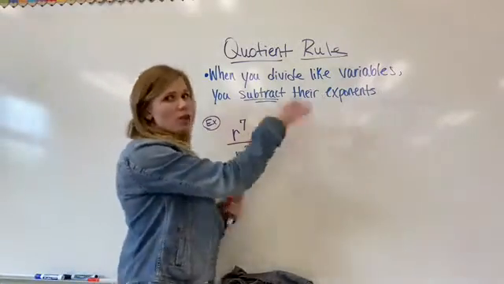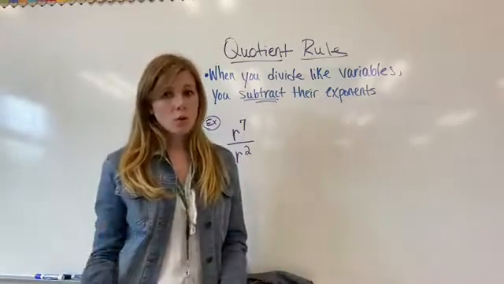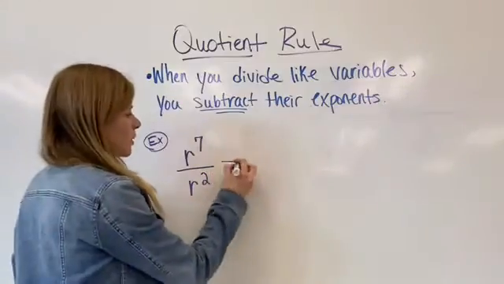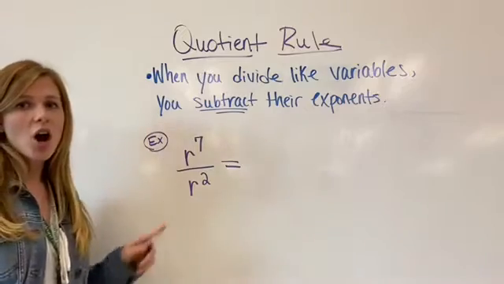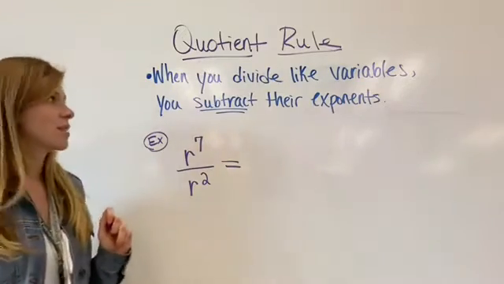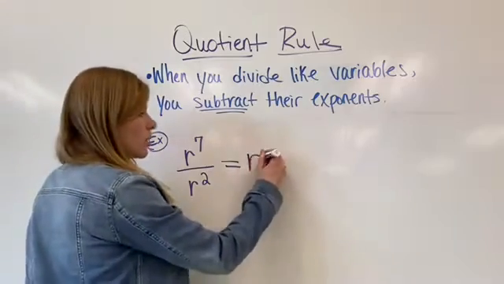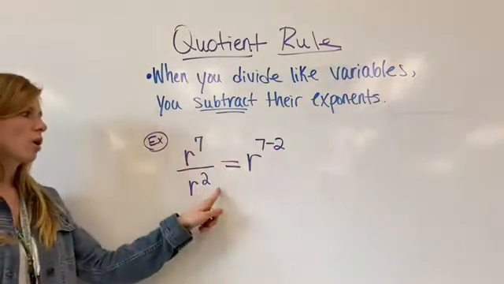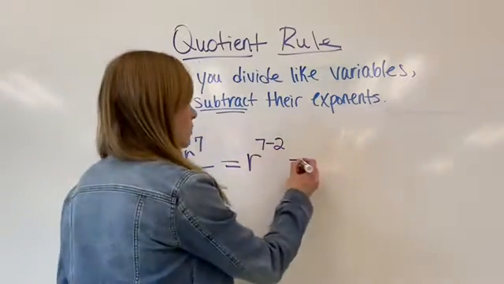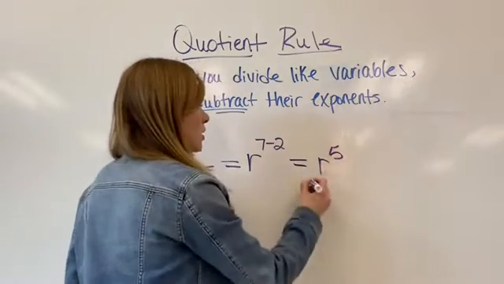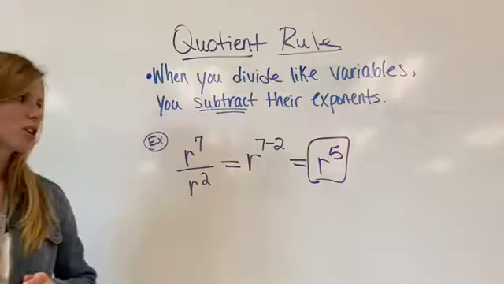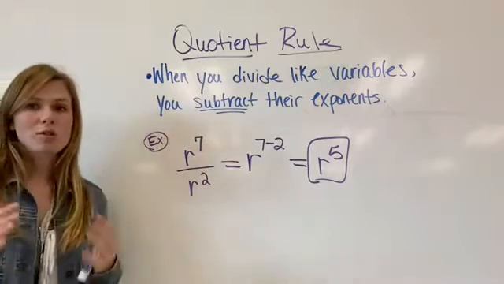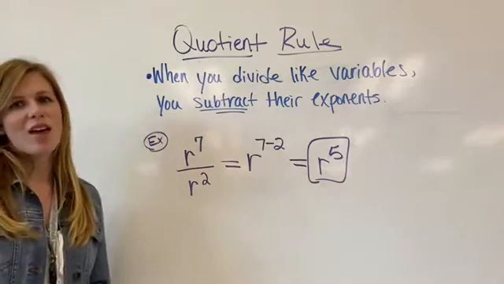So now that we know we're going to subtract the exponents, I no longer have to write out r times r times r times r and just keep going, because frankly, that's just annoying and it takes up so much room on my paper. So instead, I'm going to use the quotient rule. I notice that r and r are like variables. So I can subtract their exponents. I'm going to keep an r, keep my like variable. I'm going to say 7 minus 2, the top minus the bottom. And 7 minus 2 is 5, so my final answer is r to the 5th power. So remember, write this down. When you're dividing like variables, you are subtracting the exponents.